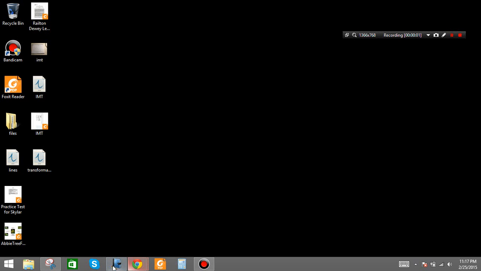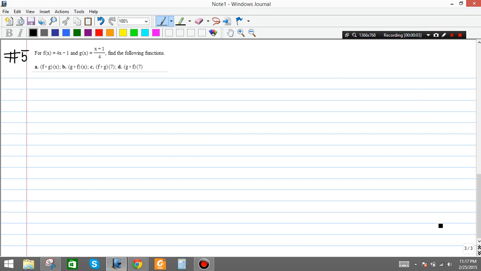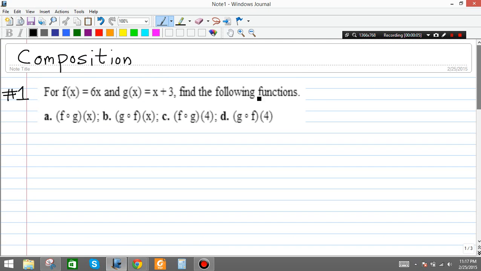All right, we are talking about composition. Composition is a new operation for two functions. Here we have a function f of x equals 6x and g of x equals x plus 3. When I mean f little circle g of x, I mean f of g of x.